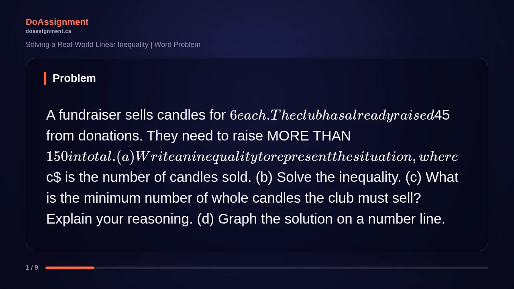A fundraiser sells candles for $6 each. The club has already raised $45 from donations. They need to raise more than $150 in total.